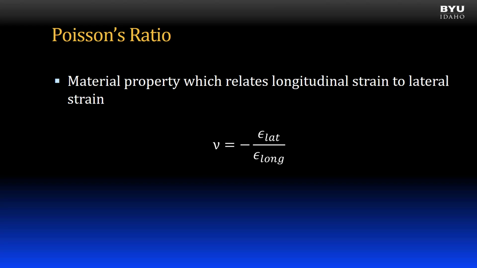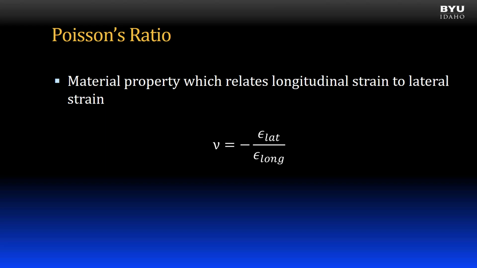Poisson's ratio describes a material property that you've probably observed if you ever pulled on an elastic band. If you pull an elastic band, the band gets longer in the longitudinal direction. That means its longitudinal strain is positive. But in the perpendicular direction, in the cross section, the elastic band gets narrower. That is the strain that's occurring in the lateral direction. There is a relationship between the longitudinal strain and the lateral strain, and that is Poisson's ratio.